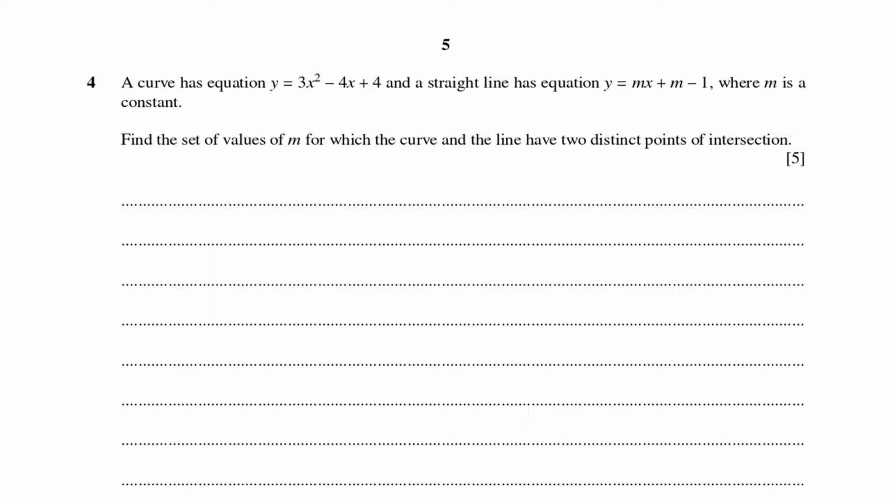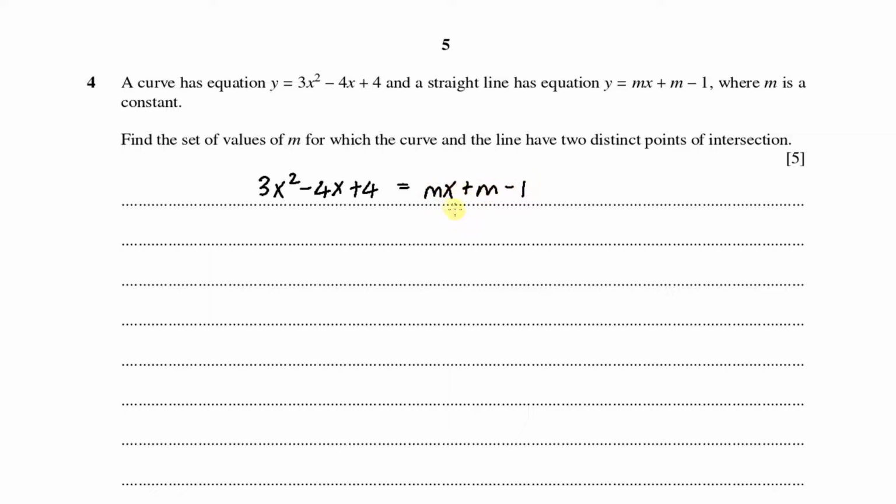Question number 4. A curve has equation y is equal to 3x squared minus 4x plus 4, and a straight line has equation y is equal to mx plus m minus 1, where m is a constant. Find the set of values of m for which the curve and the line have two distinct points of intersection. So here I'm going to equate the equation of the curve, 3x squared minus 4x plus 4, to that of the line, y is equal to mx plus m minus 1.